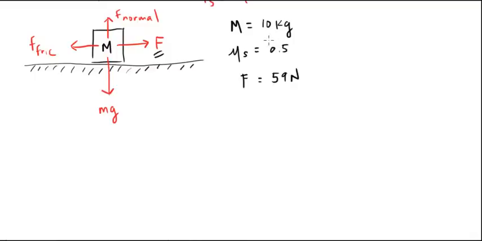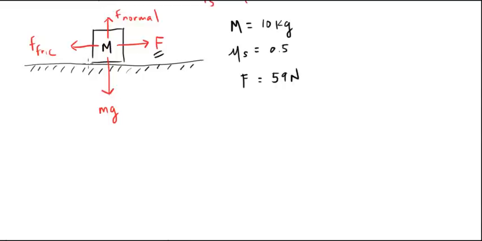So the first question that you might ask yourself is, okay, what's going to happen? Is this 59 sufficient to get this static block moving? In other words, if you push with 59 newtons, will this overcome the force of static friction? And we could test that out, right? For this thing to accelerate, we need to have a net force. Well, let's think about the net force.